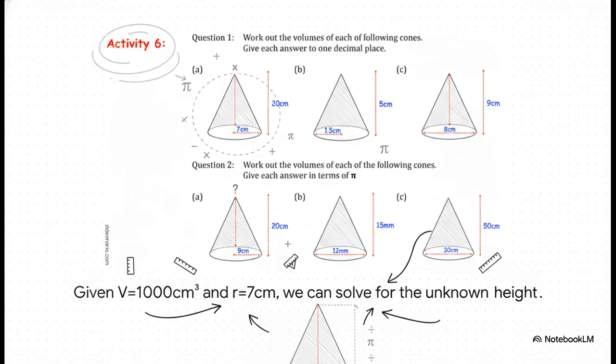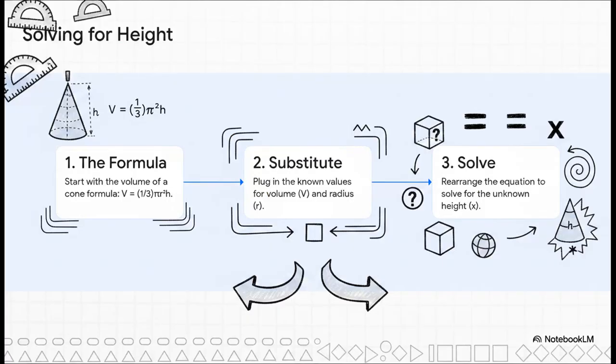All right, let's try one. Look at this cone. We're told the volume is 1,000 cubic centimeters, and we know the radius is 7. But the height, well, the height is a mystery. It's labeled x. So the question is, how in the world do we figure out what x is? Well, it's actually pretty straightforward. We start with the tool we already have, our formula for the volume of a cone. Then we just plug in the numbers we know, the volume and the radius. The only thing left in the equation is our mystery letter x. From there, it's just a little bit of algebra to get x by itself. See? The formula isn't just a one-way street.